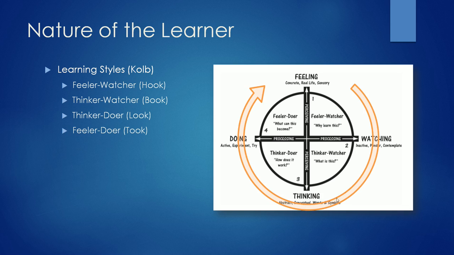So what we're trying to do is go around the circle here. We start here with 1, go to 2, 3, and 4. And we're going to do some activity that works for the feeler watchers. And then we're going to do something that the thinker watchers love. And then we're going to move to do something the thinker doers will love. And then we'll finish with what the feeler doers love. And we'll go all around the circle. And that's where we get the hook, book, look, took.